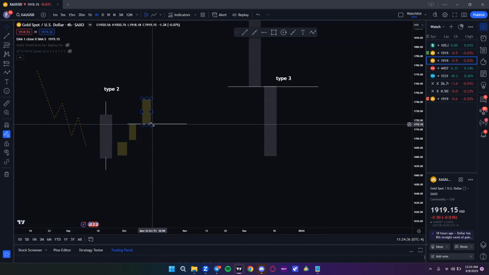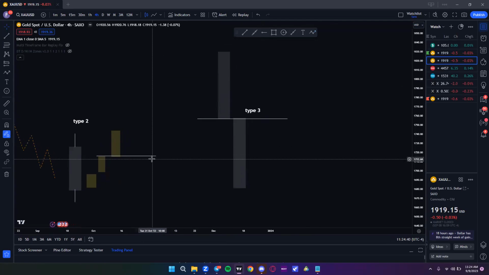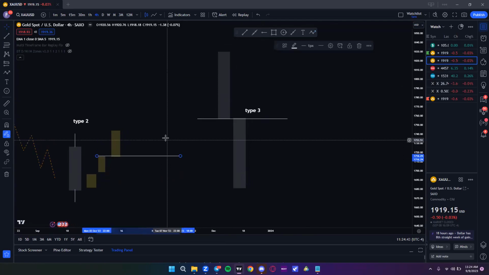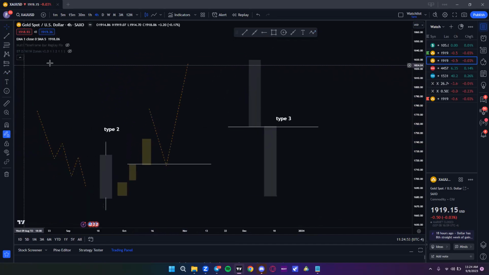And then price created this decision level to continue price going up. So what would happen is price would break out and then test this level, go up, go up, go up, find another decision level.